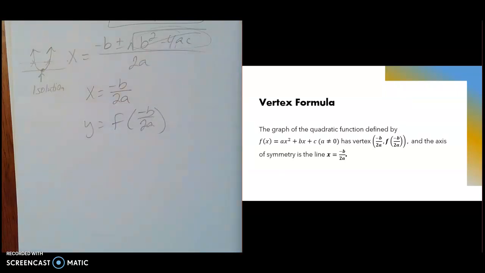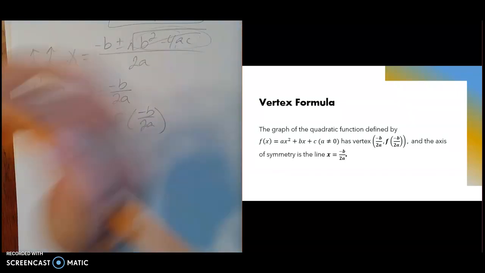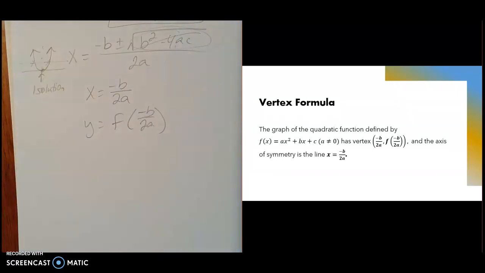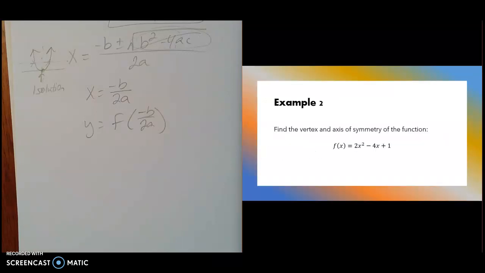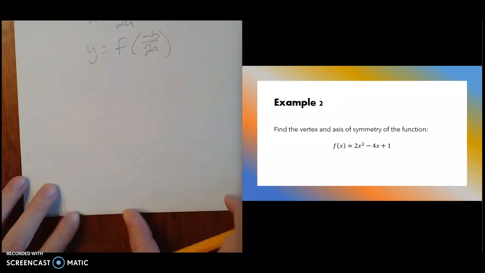Just a reminder, the axis of symmetry is that vertical line that goes through the vertex right here. So it always has an x equals equation because it's a vertical line, and it equals that x coordinate from your vertex. So let's use the shortcut real quick for example 2.